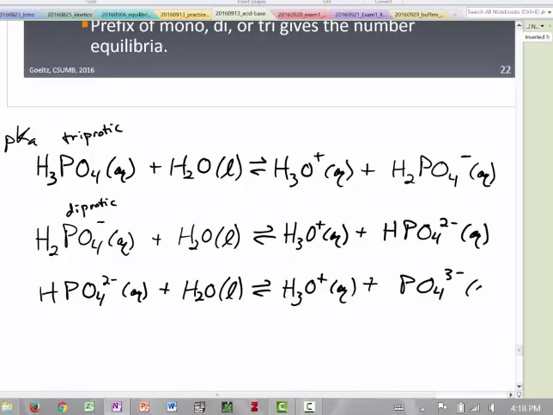The very last one, HPO4 2-, is monoprotic, because there's one proton. And we can label the products in the same way, but for basic. So we can say, is it monobasic, dibasic, tribasic, that kind of thing, based on how many protons it could take on. So H2PO4-, top right of this. How many protons could that take? One, so it's monobasic. You get the idea. How many protons could HPO4 2- take? Two, so dibasic. And then tribasic.